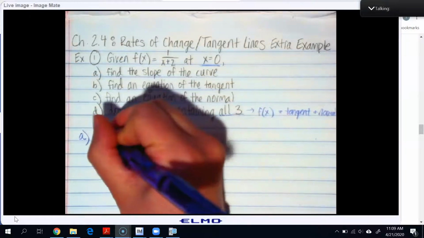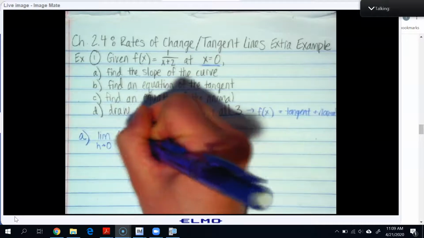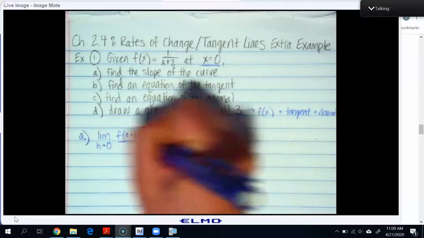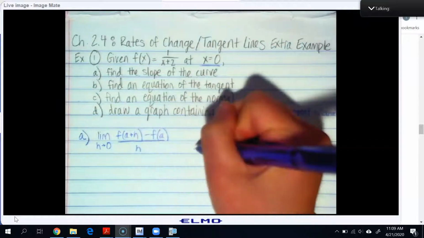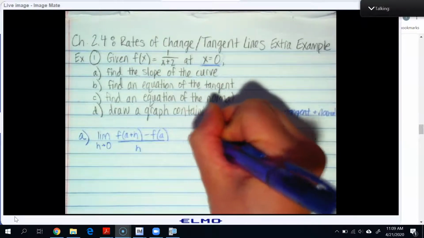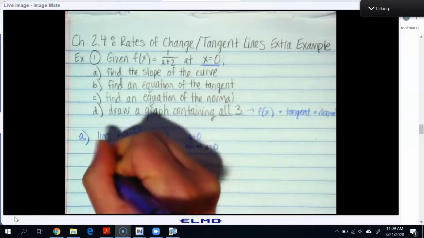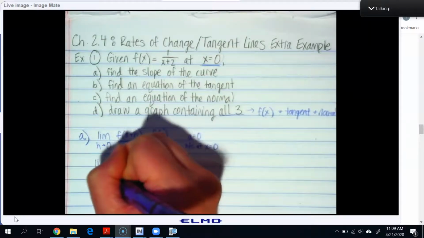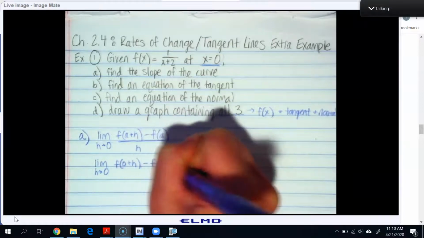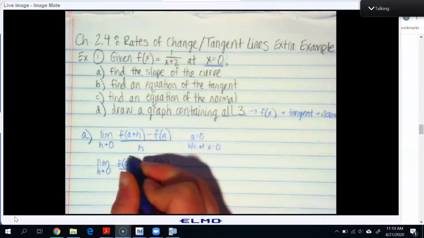So the slope of the curve for part A is that equation we use, the limit as h approaches 0 of f of a plus h minus f of a divided by h. Where in any case, a is going to be the x value we're looking at. In this case, a is going to equal 0 because it's at x equals 0. So that's the limit as h approaches 0 of f of 0 plus h minus f of 0 divided by h. Now right here, 0 plus h, we know that's just h.